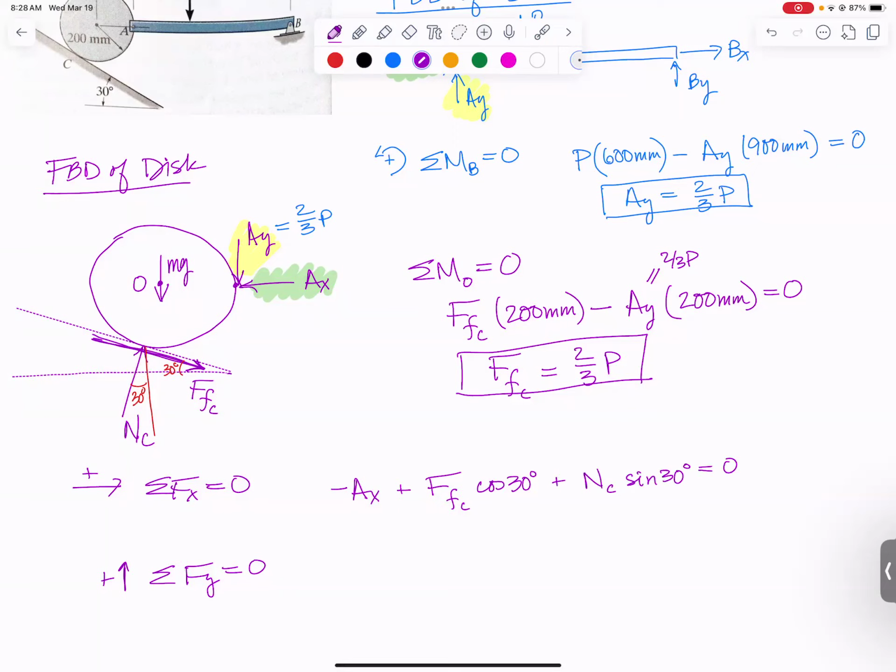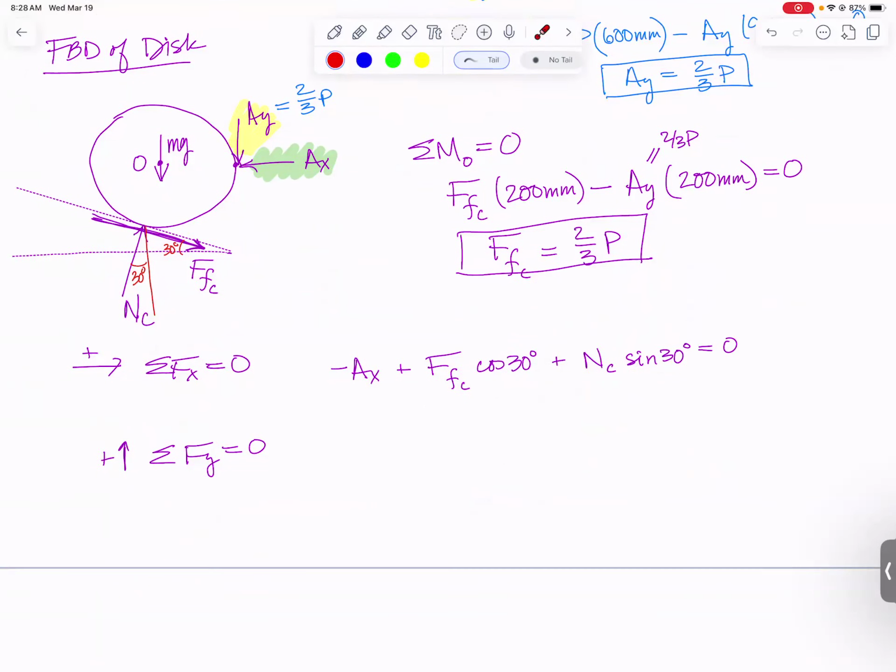Here's a great check on if you did the angles right. If you used cosine of 30 for your friction, you need to use sine of 30 for your normal in a single equation like this. If you ended up with cosine and cosine, you would know you had done the angles wrong. Y force equation, I'm going to have minus AY, which is 2/3 P, minus mg. The friction force is directed downhill, with a horizontal and vertical component. The vertical component is opposite the 30-degree angle. So we end up with minus the force of friction at C times the sine of 30.